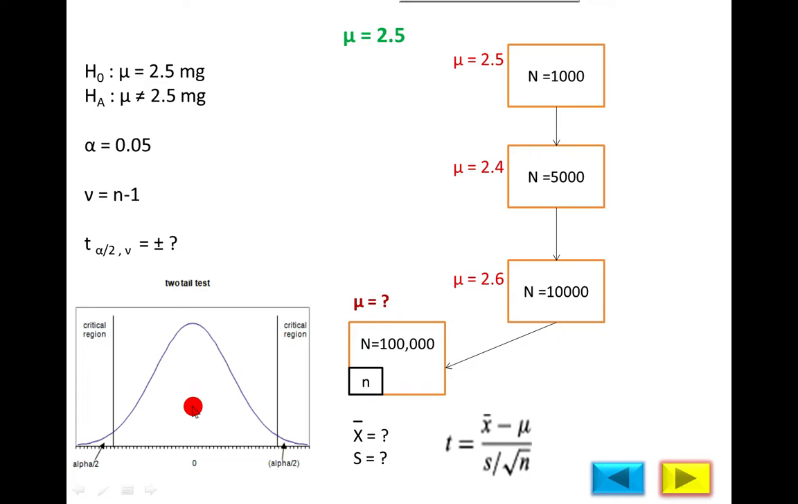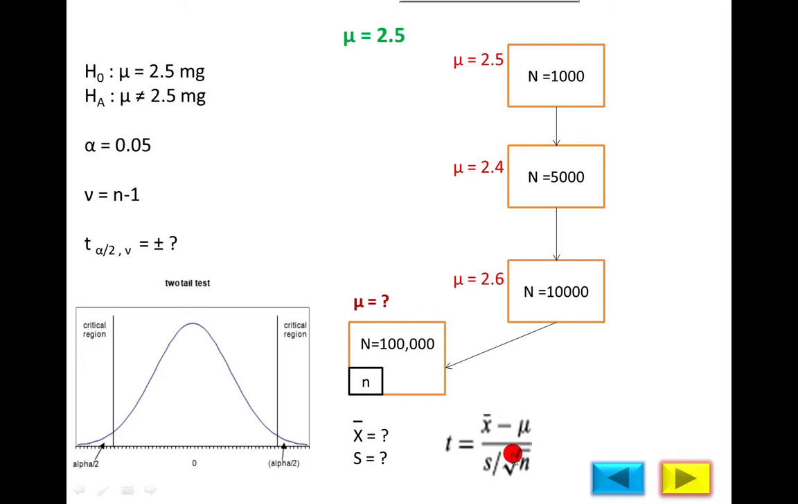Accept the null hypothesis means the population mean is 2.5 milligram. If the calculated value lies in this rejected region or critical region, then we will reject the null hypothesis. We reject the null hypothesis means the current population mean is different. We always test the current population, not the previous population, because we select the sample from the given population or current population. So this result will be used for this data, the corresponding population.